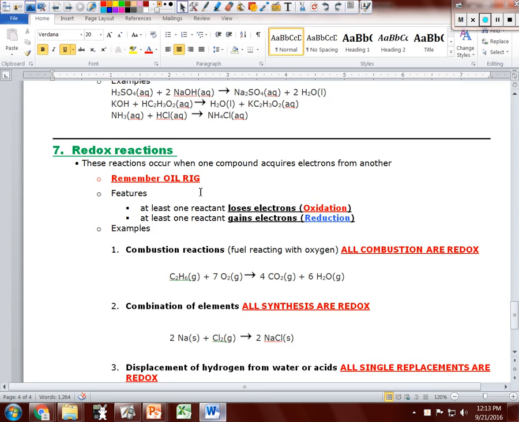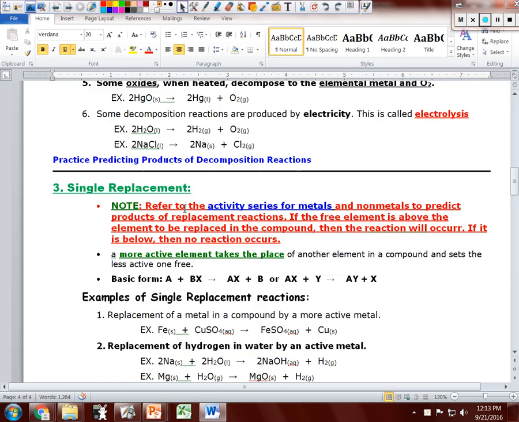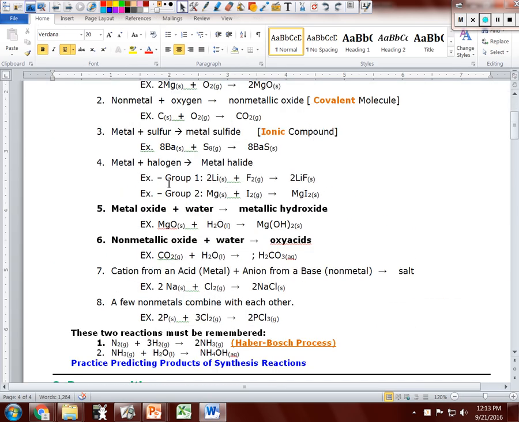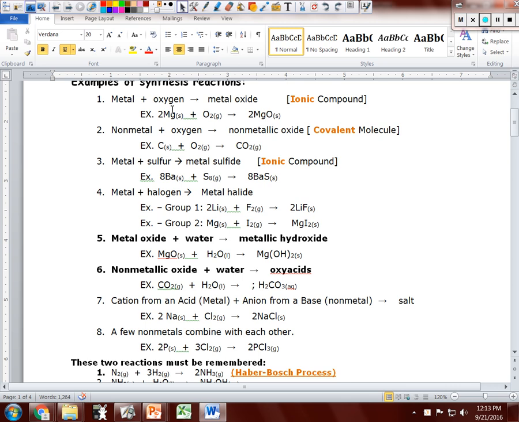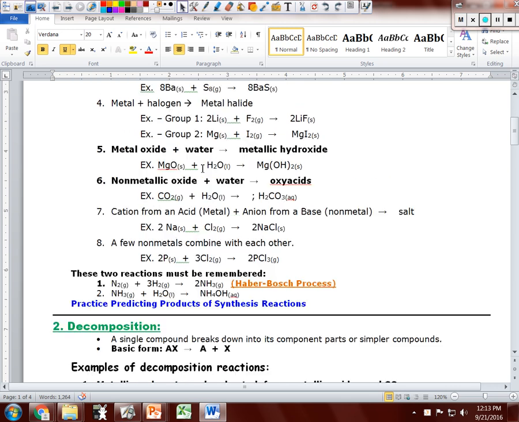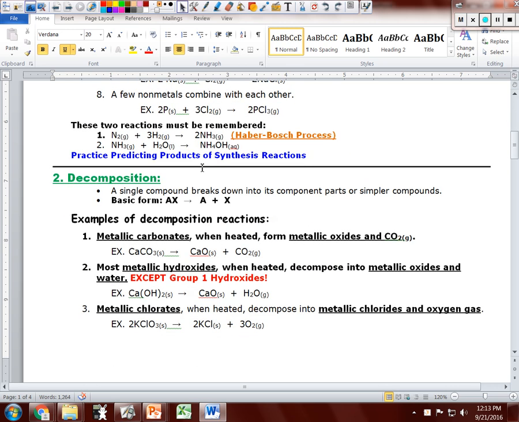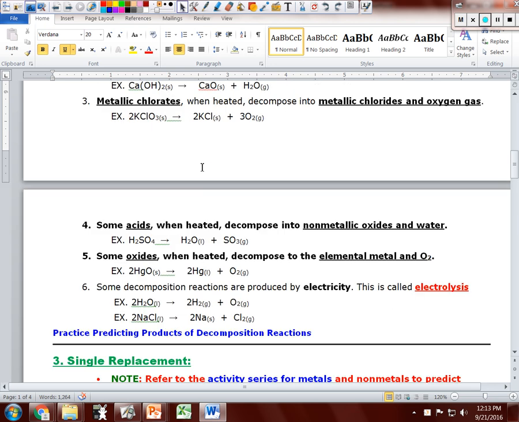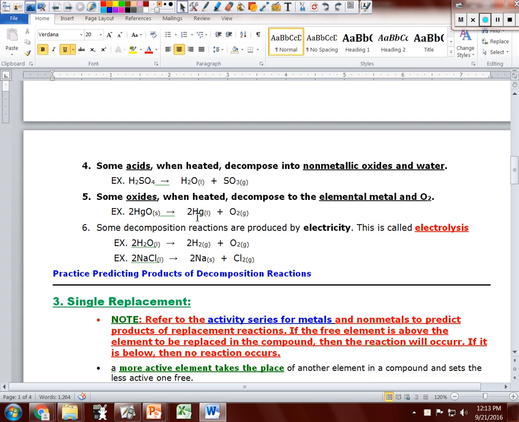Let me show it to you one more time. If you look at the first synthesis reaction, it says a metal plus oxygen makes a what? Metal oxide. We'll scroll down and look. If you scroll down and look at the very back of the second page, number 5, it says some oxides, when heated, decompose into their metal and oxygen. So isn't that just the backwards of everything we just did?